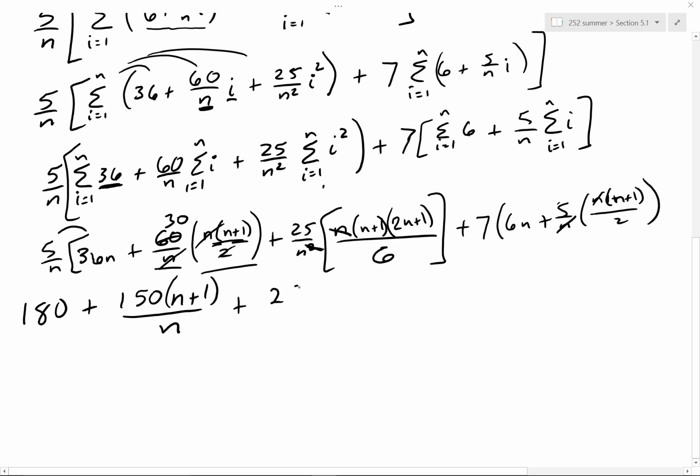And then here, I'm going to get a 25. I have an n plus 1 on top, and a 2n plus 1 on top. Oops, I have 25 times 5. That should be 125 over 6, and then there's an n and an n, so 6n squared. Plus 42.